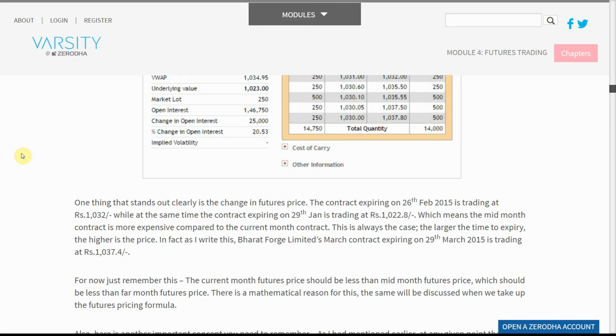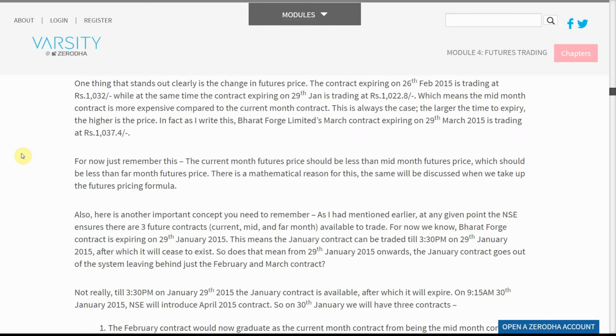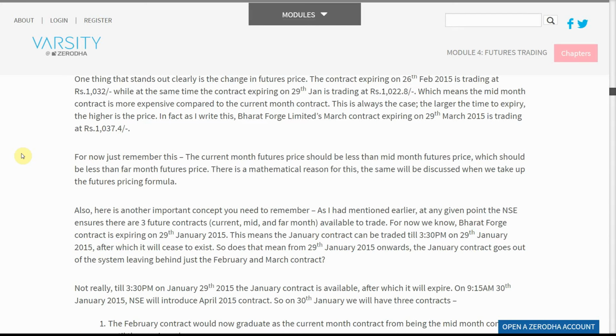This is always the case. The larger the time to expiry, the higher is the price. In fact, as I write this, Bharat Forge Limited's March contract expiring on the 29th of March 2015 is trading at 1,037 rupees and 40 paise per. For now, just remember this: the current month futures price should be less than mid-month futures price, which should be less than far-month futures price. There is a mathematical reason for this. The same will be discussed when we take up the futures pricing formula.